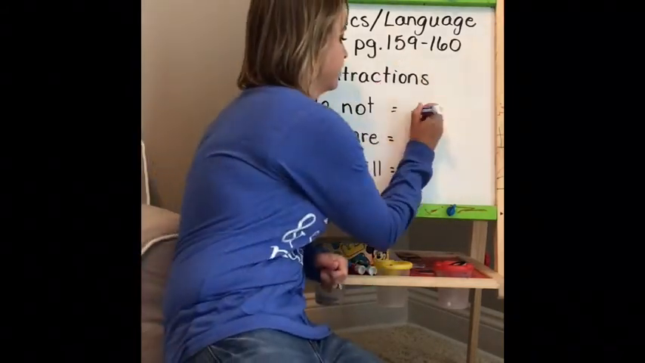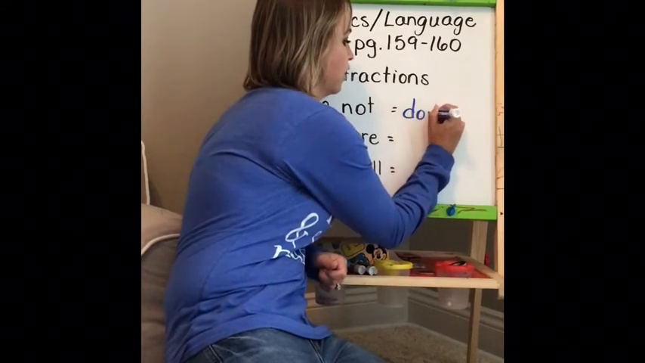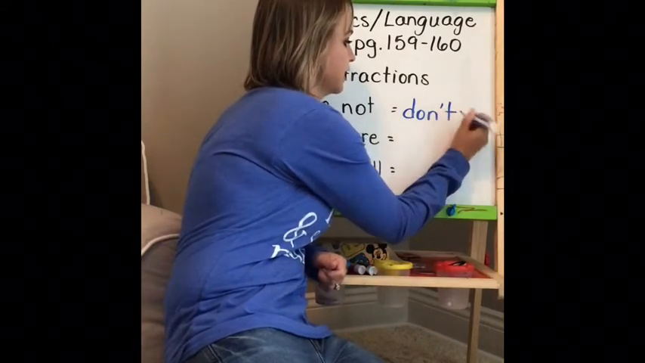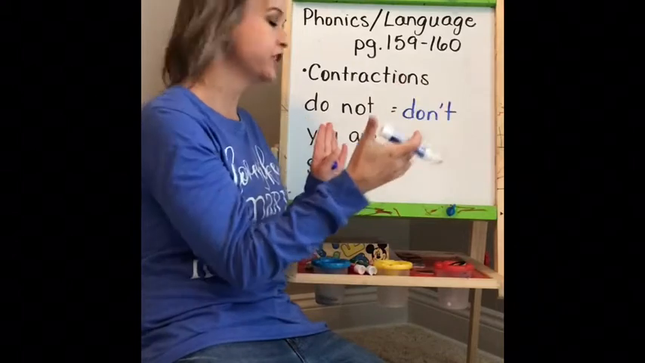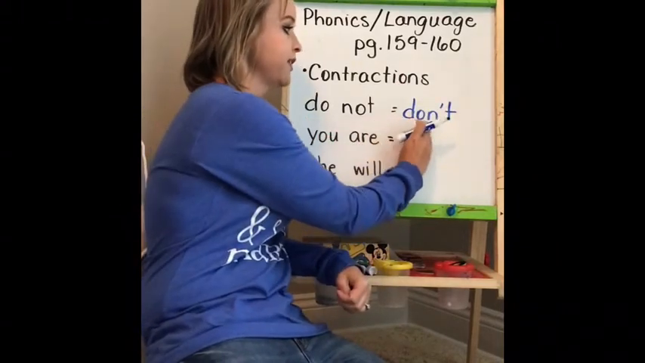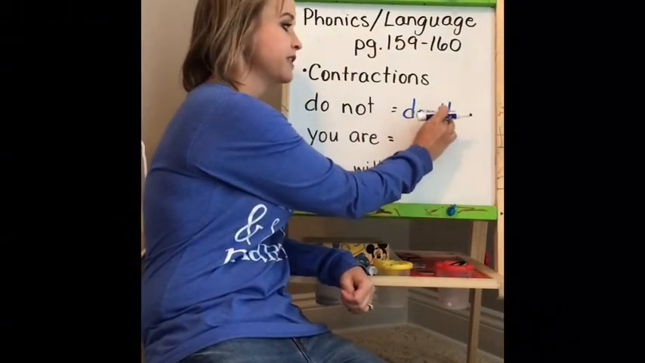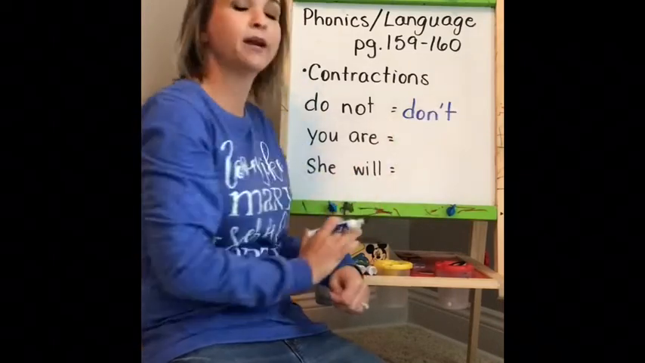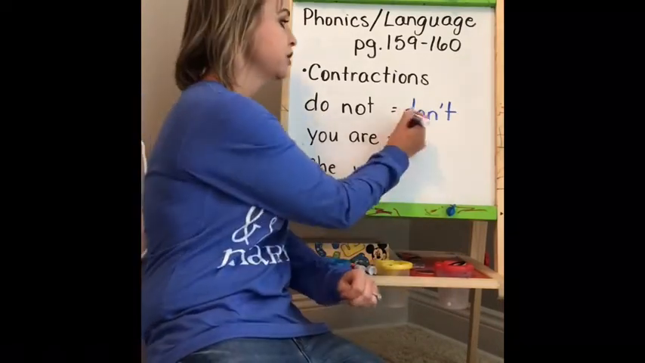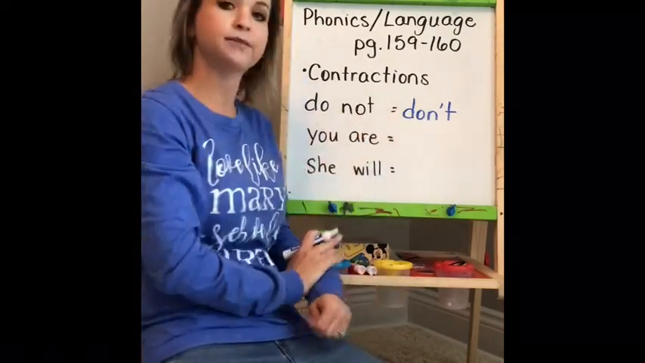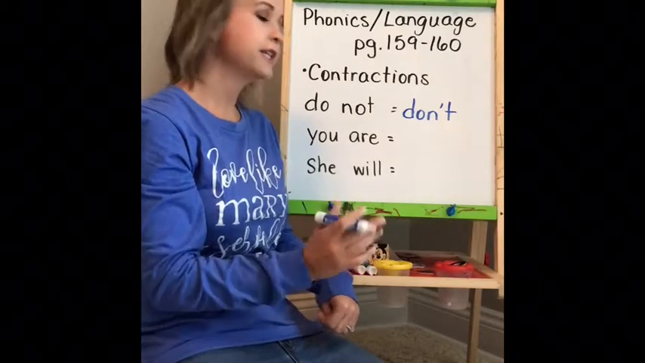So you will see we have pushed them together, do, and then instead of writing out not, we've taken out the O in not and put an apostrophe there. So don't is for do not, okay? Let's look at this next one.